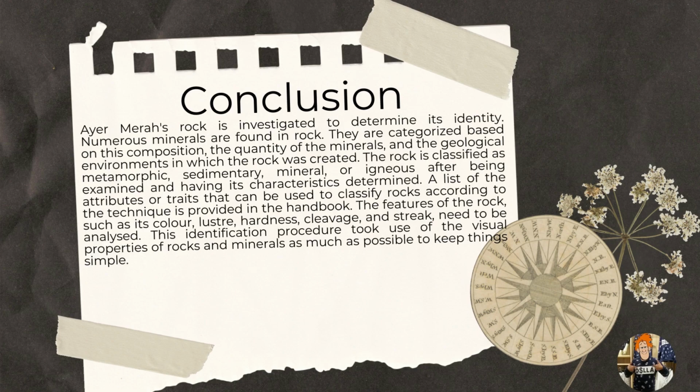As for the conclusion, the rock is investigated to determine its identity, and numerous minerals are found in the rock. They are categorized based on their composition, the quantity of the minerals, and the geological environment in which the rock was created. The rock is classified as metamorphic, sedimentary, or igneous after being examined and having its characteristics determined. A list of the attributes or traits that can be used to classify rock according to the technique is provided in the handbook. The features of the rock, such as its color, luster, hardness, cleavage, and streak, need to be analyzed. This identification procedure took advantage of the visual properties of rocks and minerals as much as possible to keep things simple.